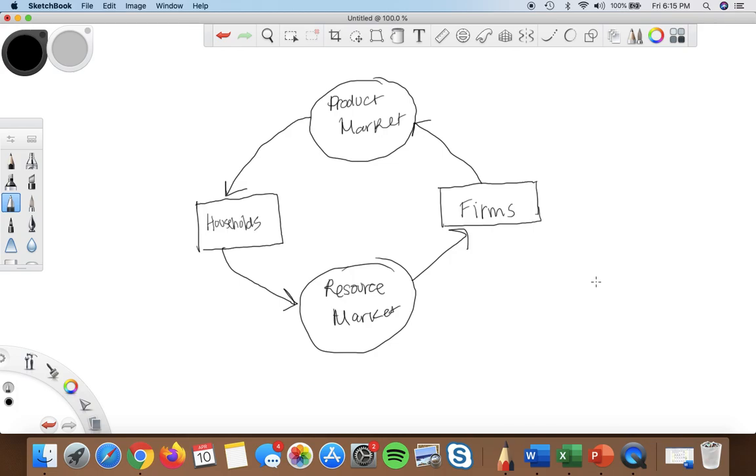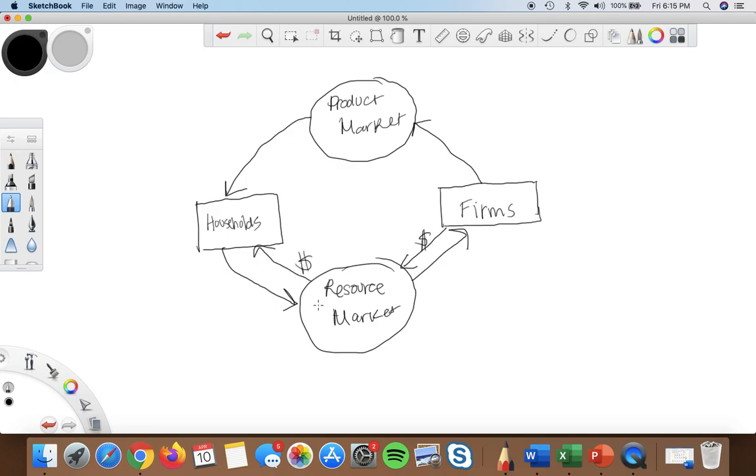So we started by drawing some arrows from the households to the resource market. Us as individuals, we go to sell our labor to the firm, and the firm is going to pay us back for that labor, not in goods and services, but with a paycheck.